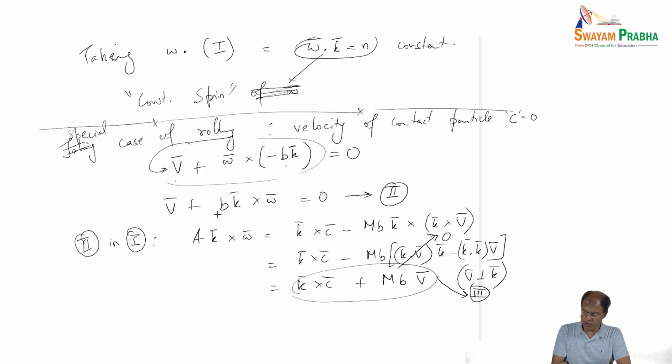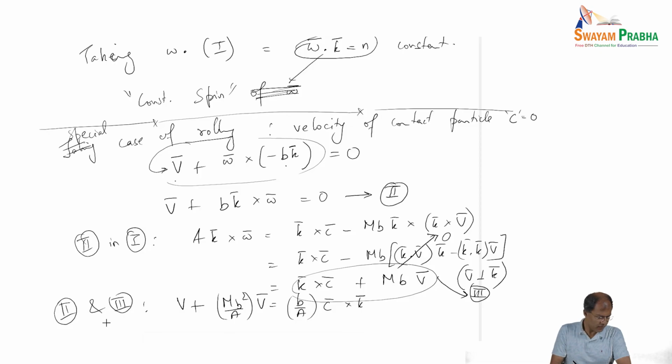So from relation 2 and 3, what we see is that V plus mb square by A, V is equal to B by A, C cross K, right? And then to find out what is now the value of omega from this discussion, we see that the value of omega is 1 by B K cross V plus Nk, right? So this is constant. So this is a constant of motion. Okay then.